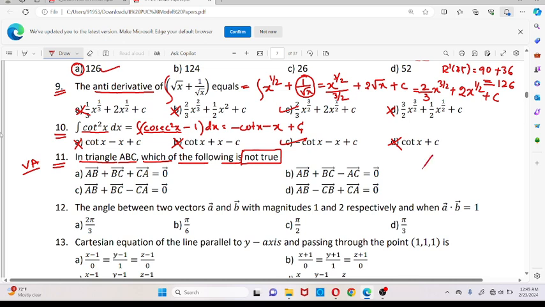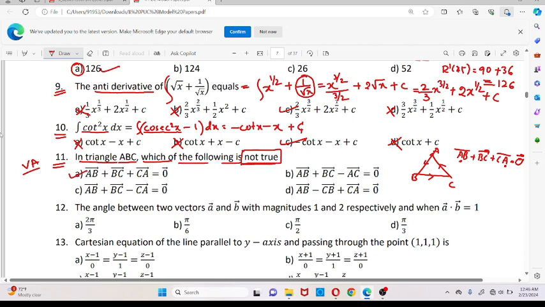Let me choose one triangle here with vectors AB, BC and CA as sides. AB vector, BC vector and CA vector. So if you add these 3 sides, what happens here? A to B plus B to C plus C to A. Here your initial point and terminal point are the same, definitely it will be what? 0. So it becomes the 0 vector. So option A is the right option.